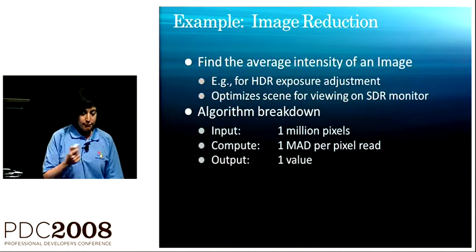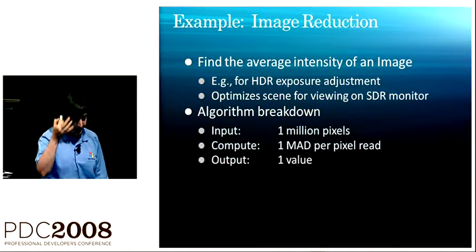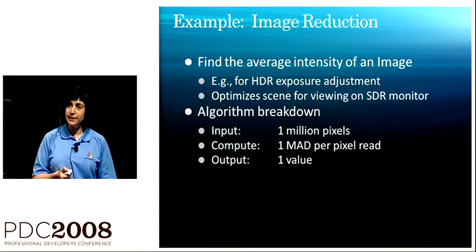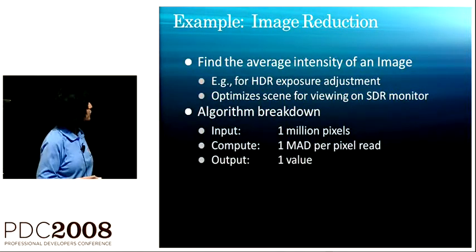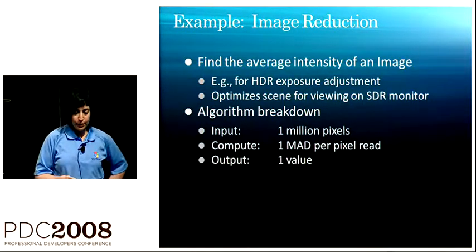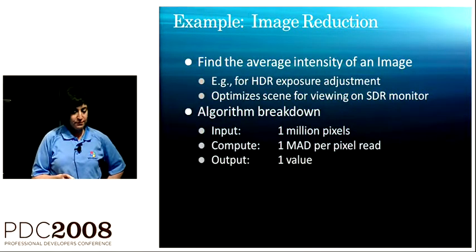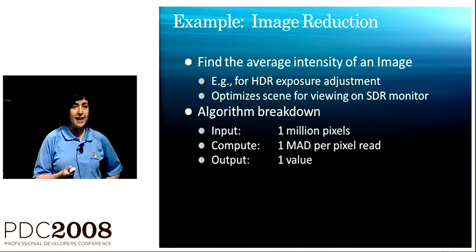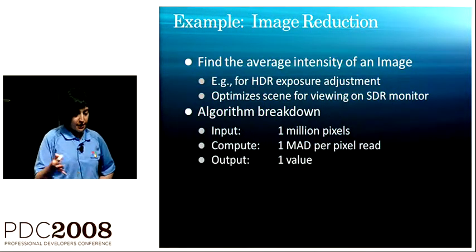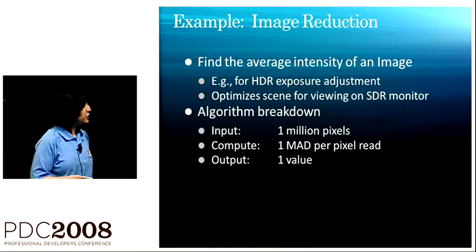So as I mentioned before, I like to see things in code. It makes it more concrete, more tangible for me. So we're going to go through an example of image reduction. What we're going to do here is find the average intensity of an image. You might use this for high dynamic range exposure adjustment or other things.